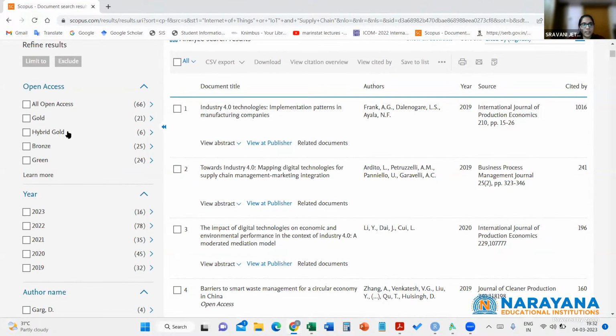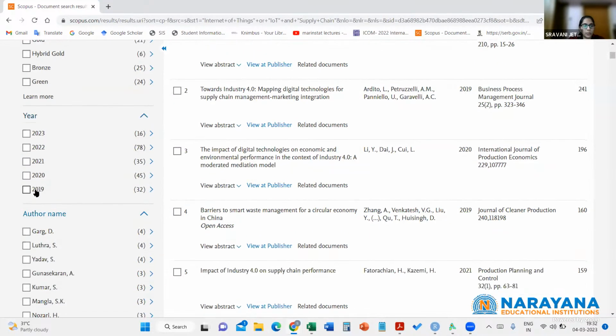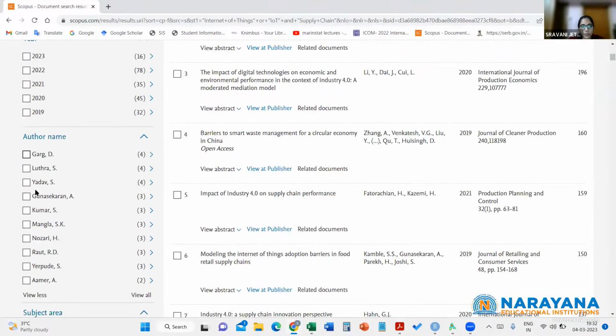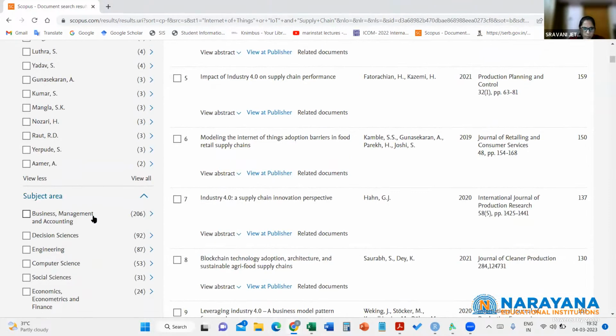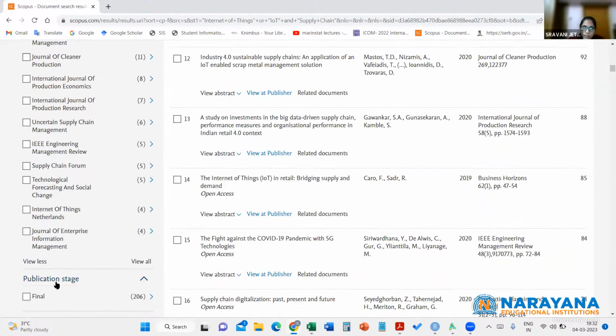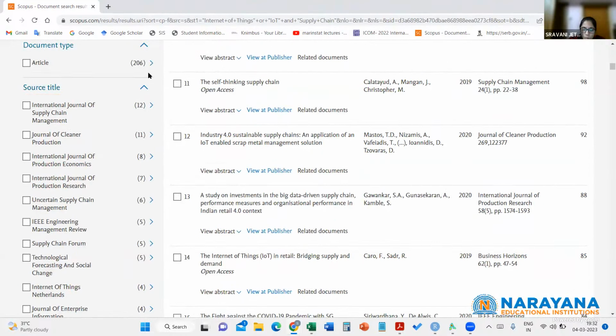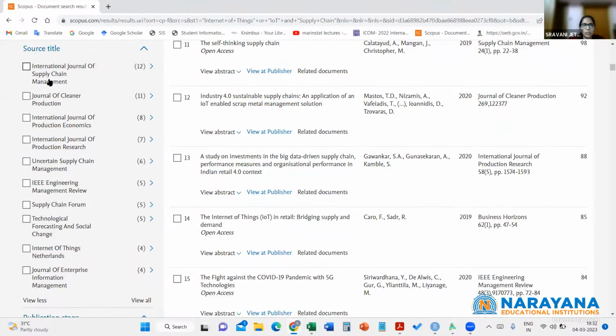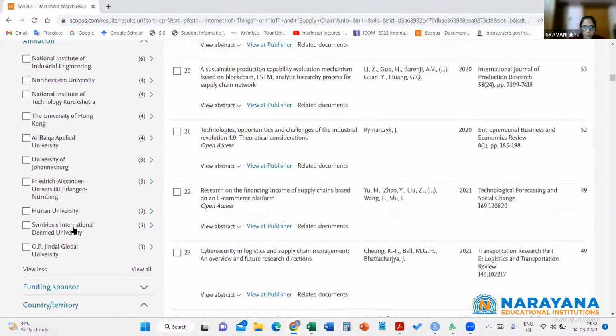So on the left side, you can limit to whatever you need. If you want further refining, you can do it. Like business and management, I am using all the articles and all the sources for this: 206 articles. If you want sources from only 10 journals, you can restrict to 10 also.